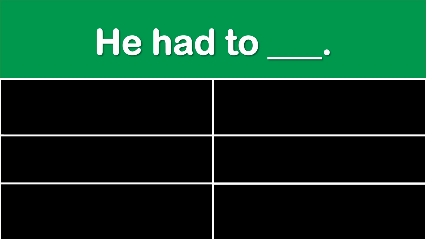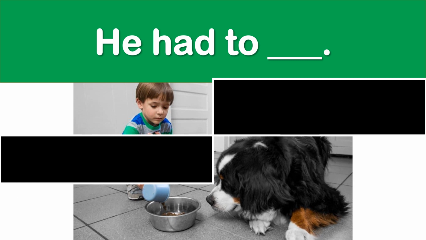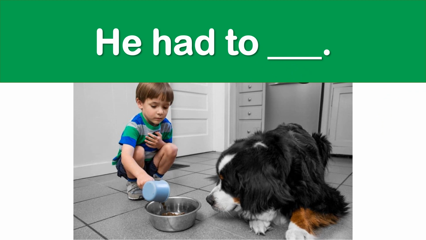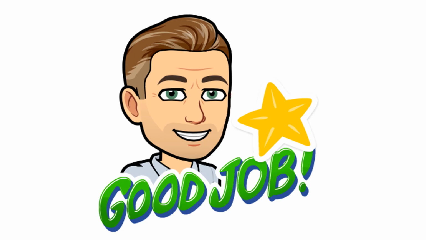Okay, here's another one. This is a yes sentence. What is something he had to do? I think you know what it is, so say the full answer out loud. He had to feed the dog. Say it after me. He had to feed the dog. Because his dog just can't go to McDonald's by himself and get a hamburger. You have to feed the dog. Good job.